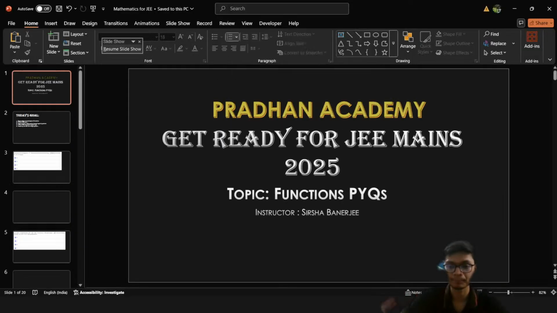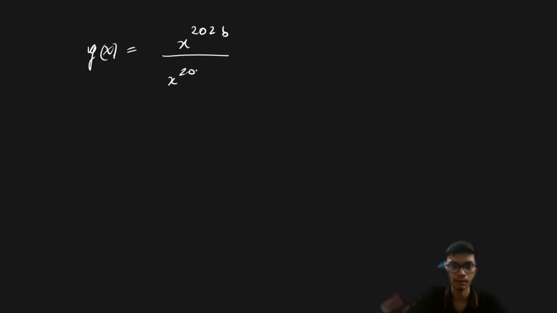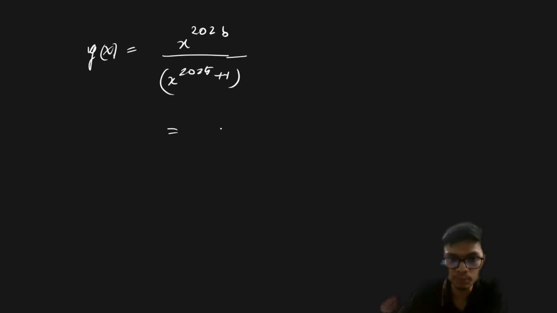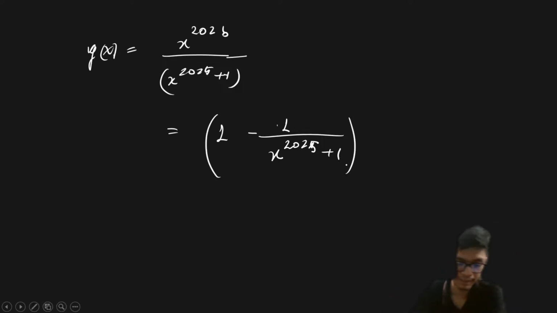And similarly, following the same logic, I will also try to find the range for g of x, right? So if you look at g of x, it is basically defined as follows. Right, this part is clear. Now from this part, we can also write this as 1 minus 1 upon x to the power 2025 plus 1, right? That's what we can also simplify and write this as, right?